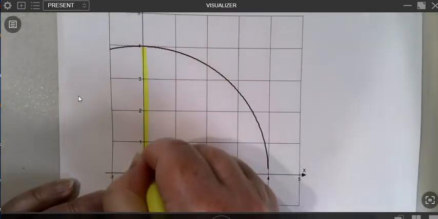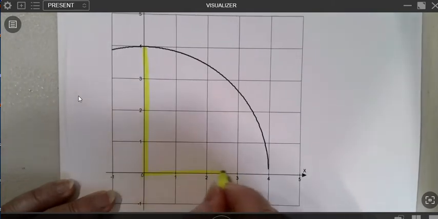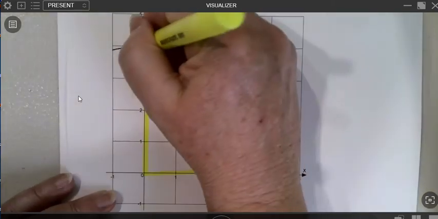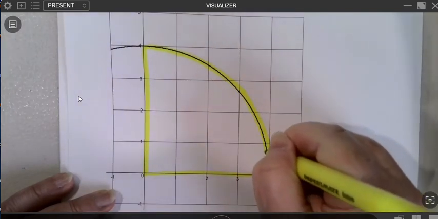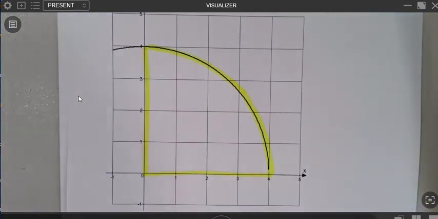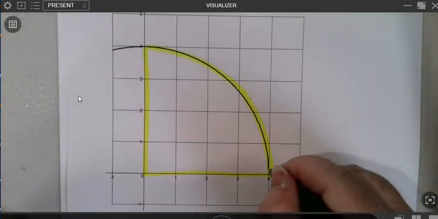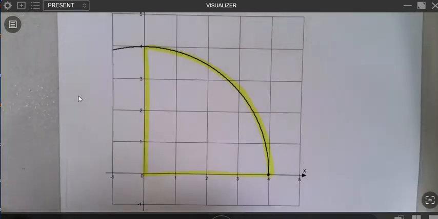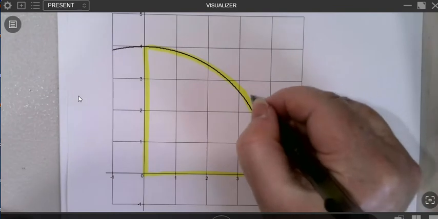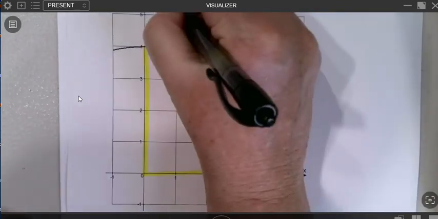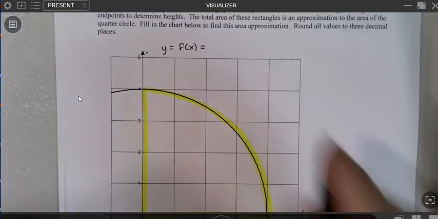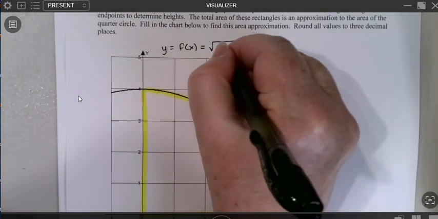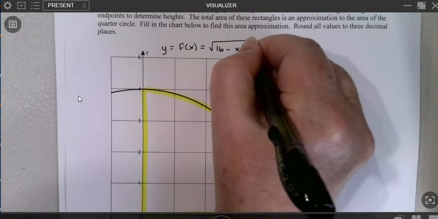or quarter circle, I guess I should say. I went from 0 to 4. And there was that graph. It actually comes down here, which is y, or f of x, equals the square root of 16 minus x squared.